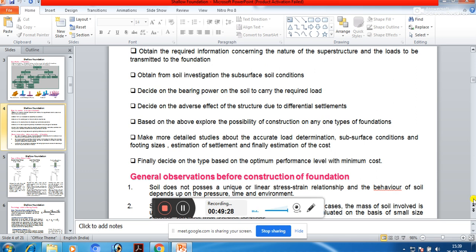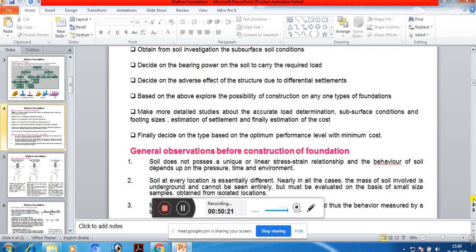Okay, so basically, these are the general observations you need to make before any foundation construction. There are two observations you must make. That is, soil does not possess a unique linear stress strain relationship. If you remember the soil stress strain behavior while you studied shear strength of soil in your 4th semester course, the stress strain curve of soil is not like steel, not like mild steel, it is something different. So it does not follow a unique or linear stress strain relationship. Because of that, you need to cautiously understand the stress strain characteristics of soil, and then, depending on the time, environment and behavior of the soil, you must construct your foundation.